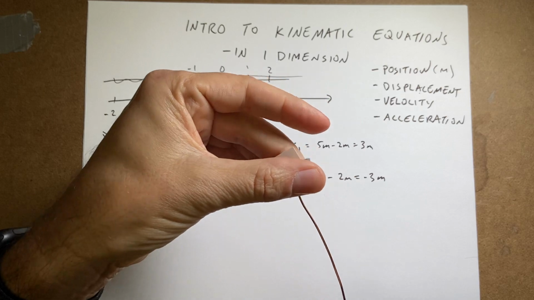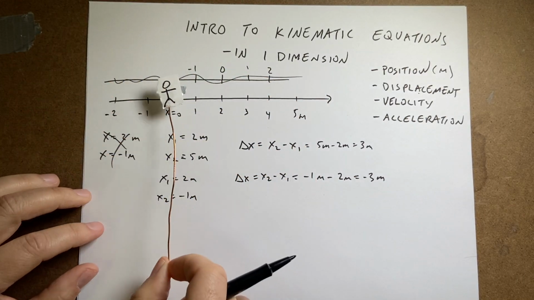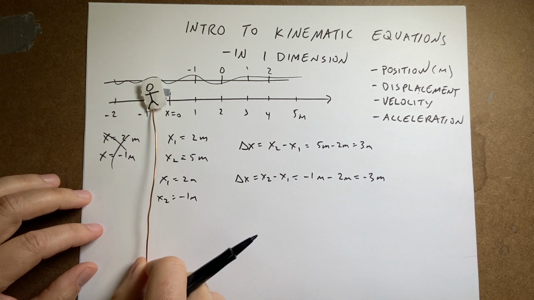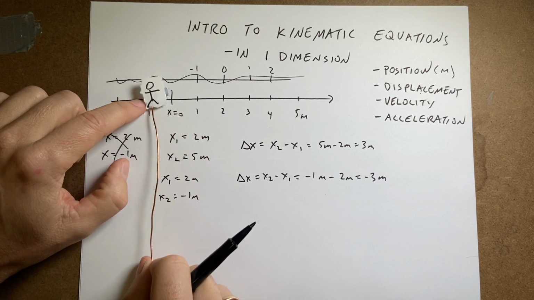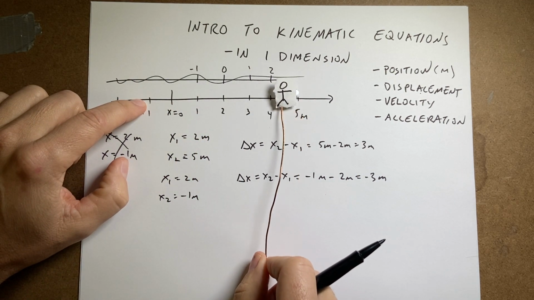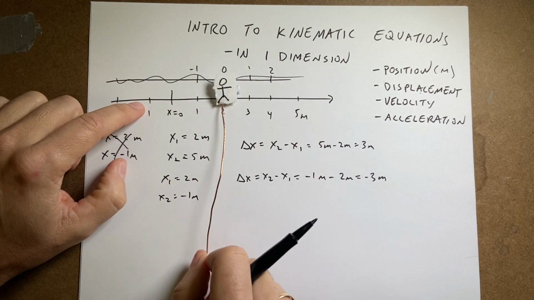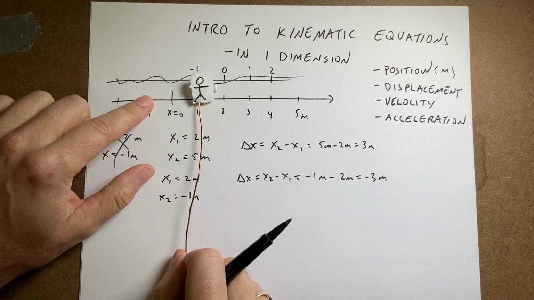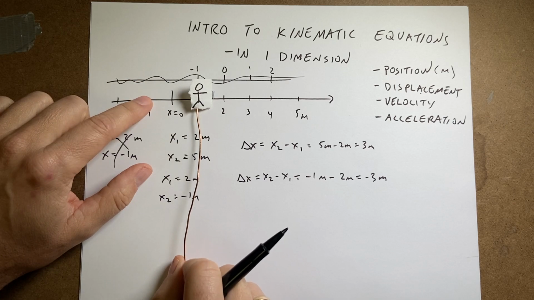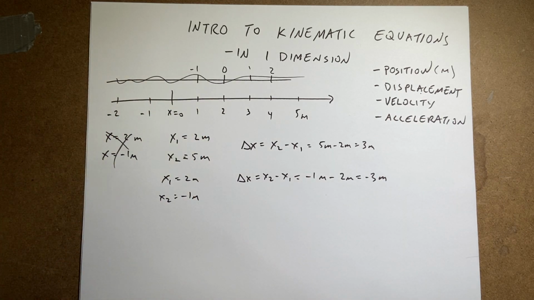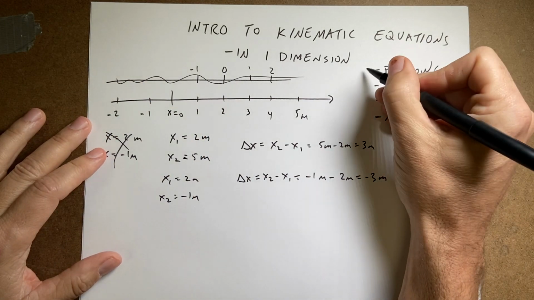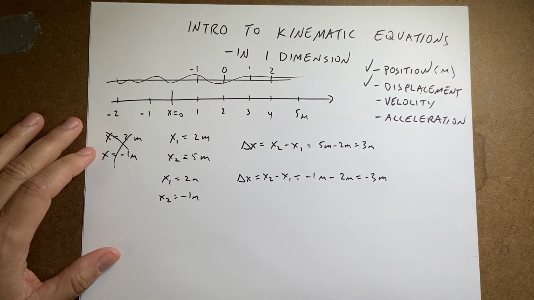Okay, one other thing. Now, I could do this. What if I start from x equals -1 and I go from -1 to 5 and then back to 1? What's my displacement? Well, it doesn't matter what I did. All it matters is where I start and where I end. So this would be a displacement of 2 meters. Okay, so it only depends on the endpoints. So we got position and displacement.